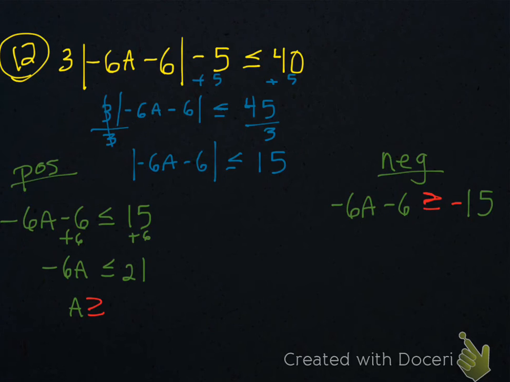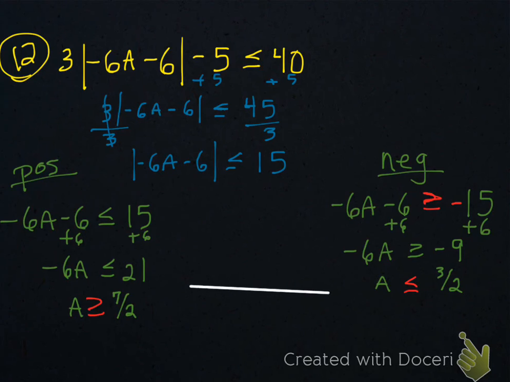And 21 divided by 6, I know I can reduce that to 7 over 2, because 21 and 6 are both divisible by 3. Okay, let's do the same thing on the other side. We're going to add that 6, add that 6. So I get -6a greater than or equal to, that becomes -9. Right? When we divide by 6, we're going to end up with 3 over 2. It's going to end up being positive because a negative divided by a negative is a positive. And yes, we do have to flip the inequality symbol.